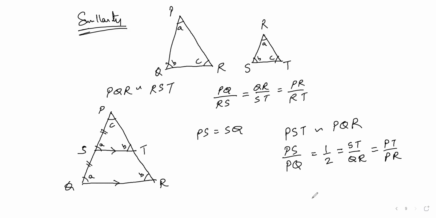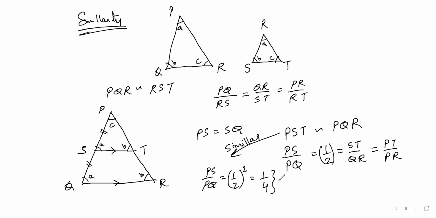The other point is that whenever two triangles are similar, if I square the ratio of the corresponding sides, what it gives me is the ratio of the areas.